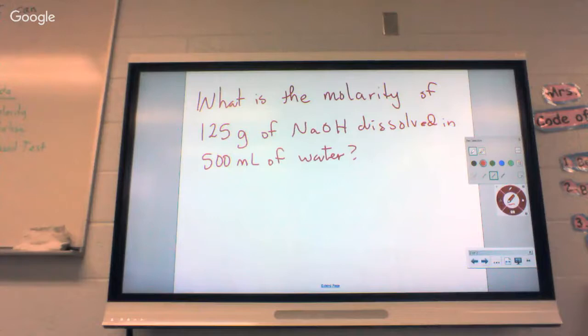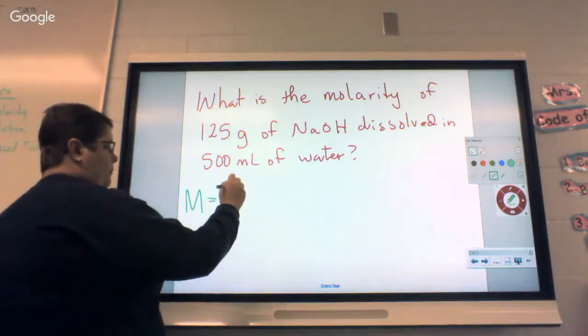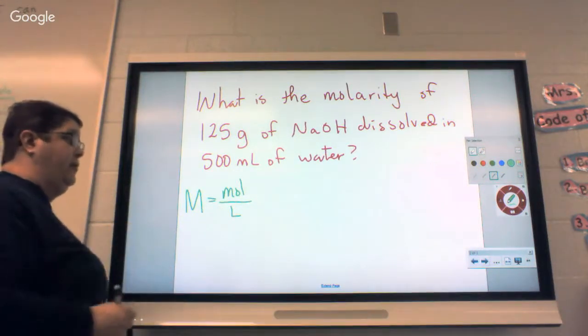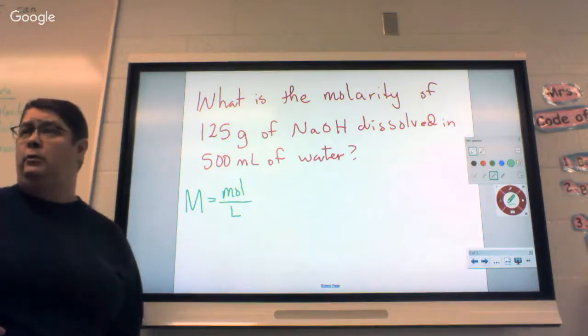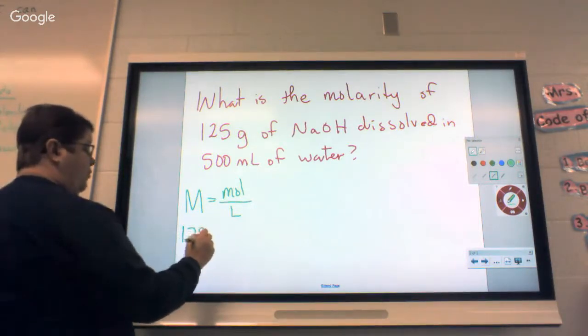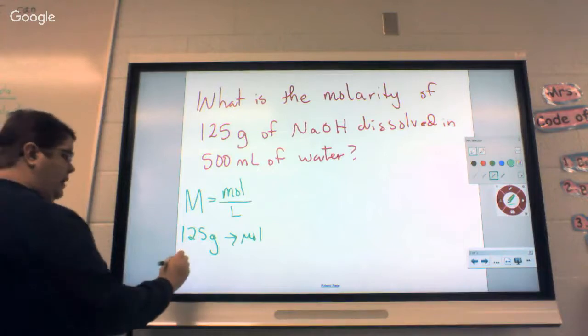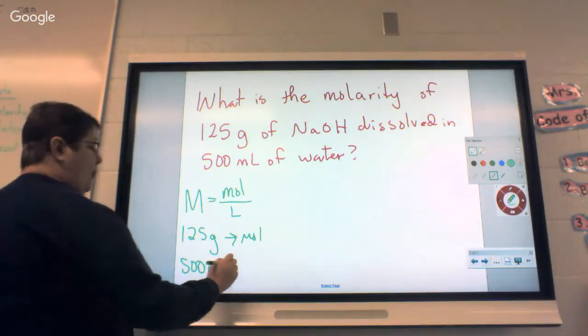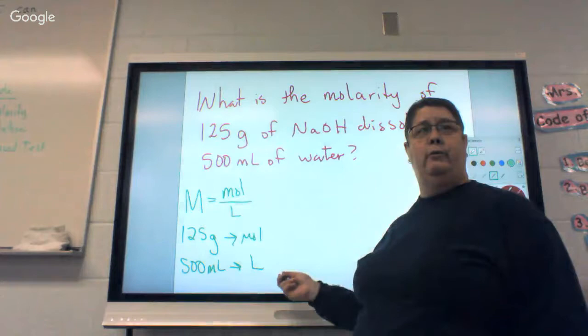Now, you have all the skills you need that you've already learned this semester to solve this formula. Molarity is what? Moles over liters. Okay, we're looking for big M. So what do I need on top? What do I always get a mole from? A gram. So I need to take this 125 grams and change it into what? And then I need to take that 500 milliliters and change it into what? That's my plan.